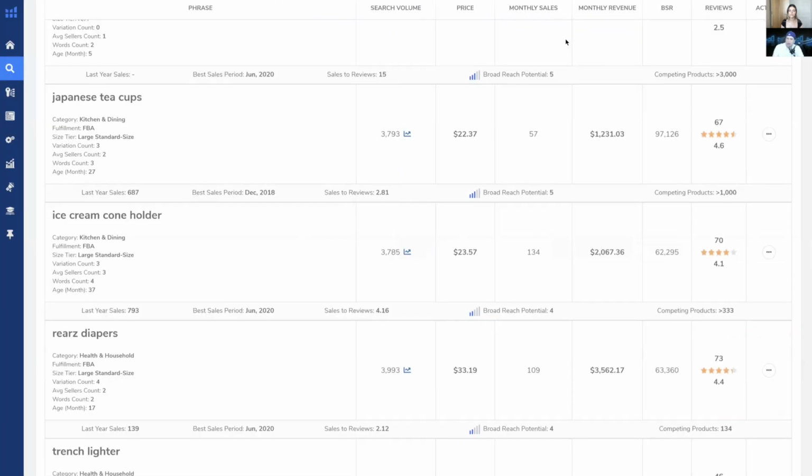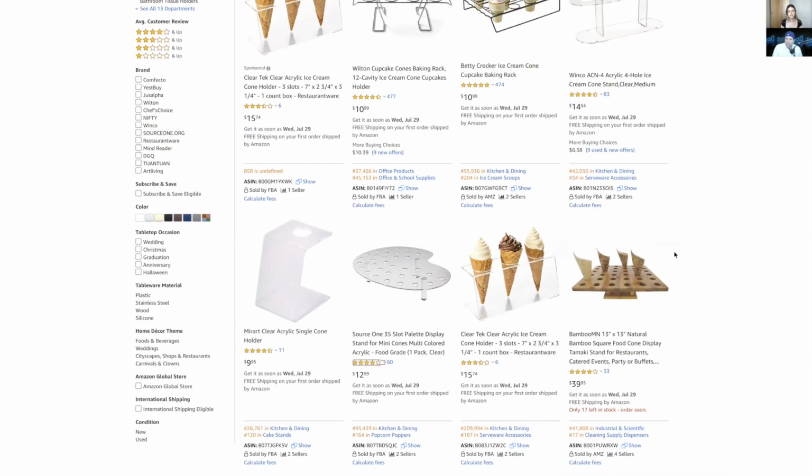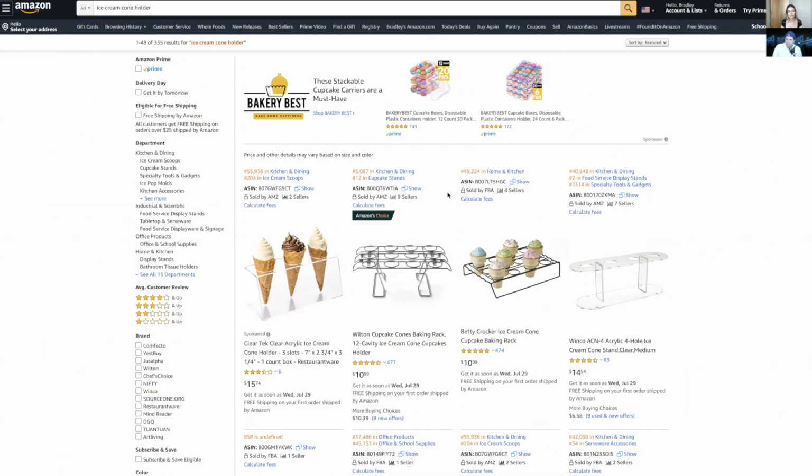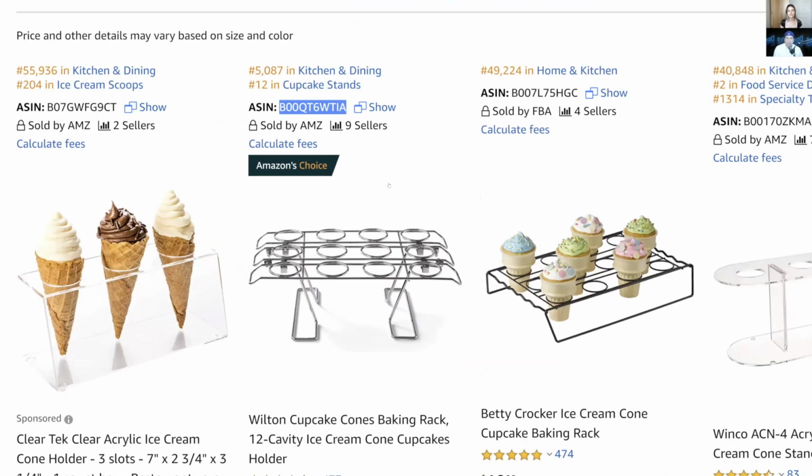Another cool thing that we just added is, let's say I did decide on this ice cream cone holder. Obviously this is not new, but I can take their ASIN and put it in Cerebro, and see where they're ranking now. So maybe I can figure out where this listing is getting their sales from now. As a matter of fact, if we have some time, let's just go ahead and do that.